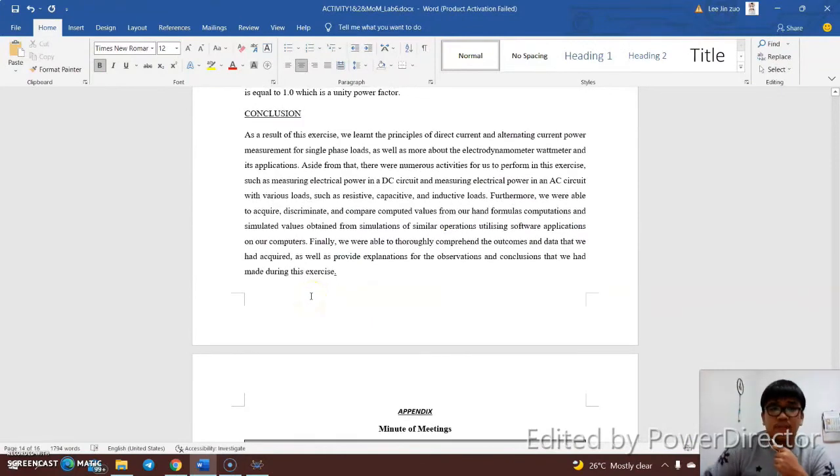So as a result of this exercise, we learned the principles of direct current and alternating current power measurement for single phase loads, as well as more about the electrodynamometer wattmeter and its applications. Aside from that, there are numerous activities for us to perform in this exercise, such as measuring electrical power in a DC circuit and measuring electrical power in an AC circuit with various loads such as resistive, capacitive, and inductive loads.